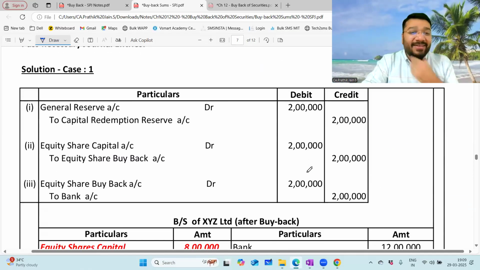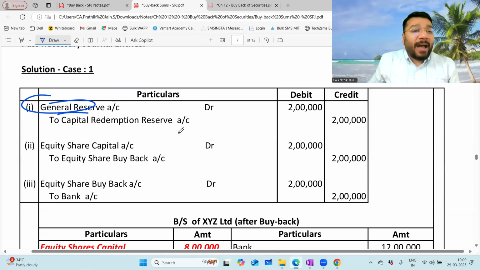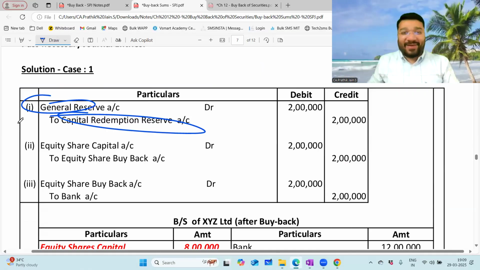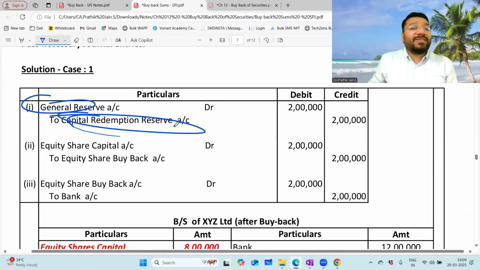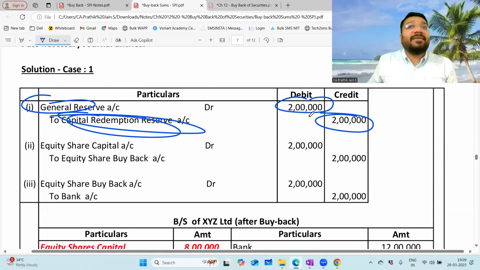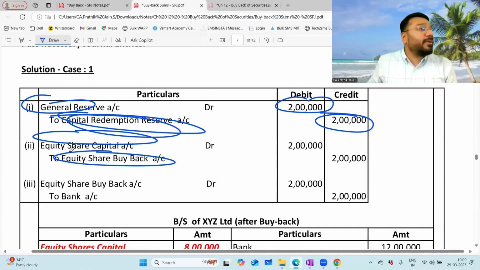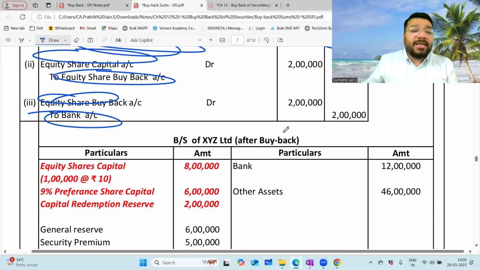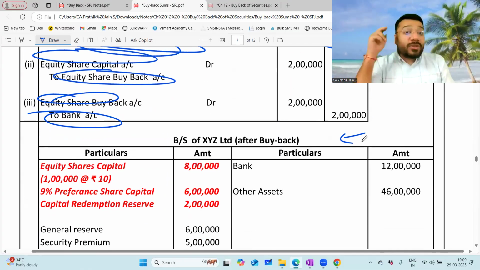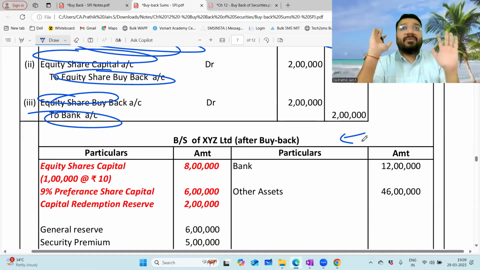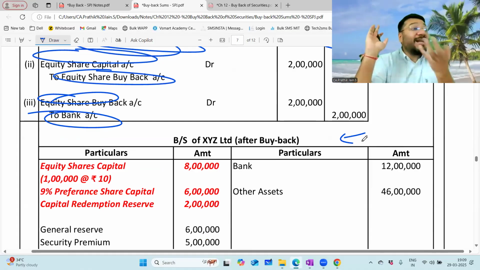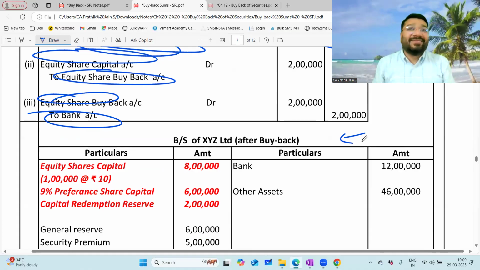Now, case 1, GR2 capital redemption reserve. Okay, right. GR2 CRR, I've kept the capital base increased. The equity share capital to equity share buyback, then buyback to bank. Will you present this balance sheet and come in your examination? This is only for understanding purpose, because we are more comfortable with this. Childhood memories, 11th standard, 12th standard childhood memories is the T-shaped balance sheet. So I'm just taking advantage of your childhood memory.